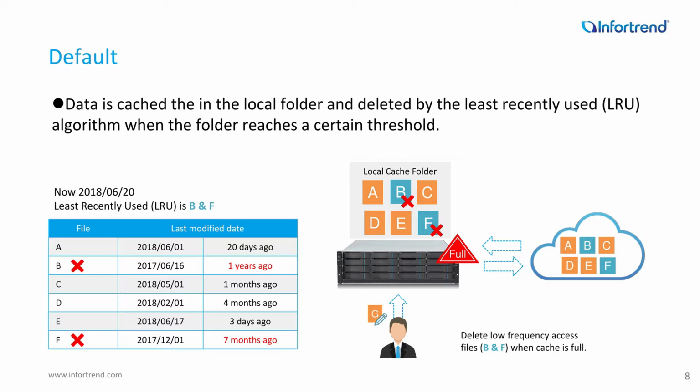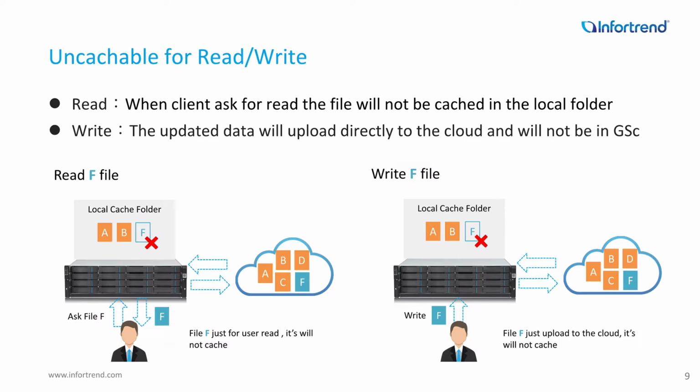First is the default cache policy. It is the same as the block-based cache algorithm, but the granularity of data is file. So the least recently used files will be removed from the local cache folder. Next are the uncacheable for read and uncacheable for write policies. These two make up the second and third policies that we shall discuss in this slide.